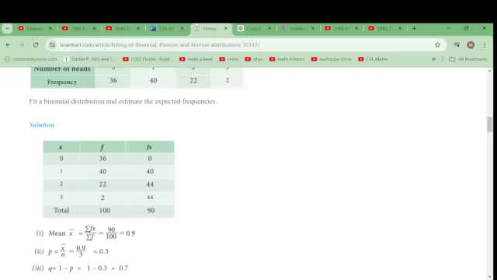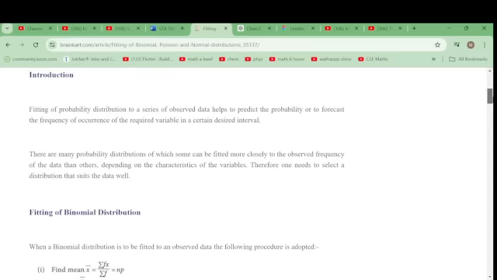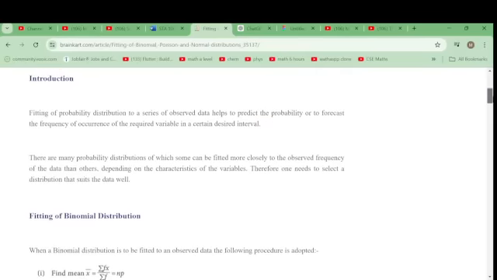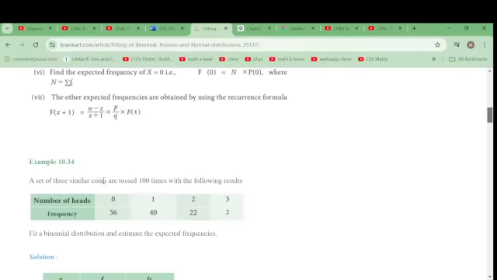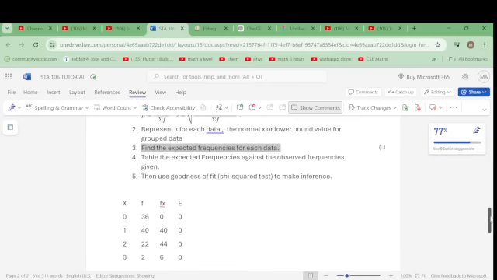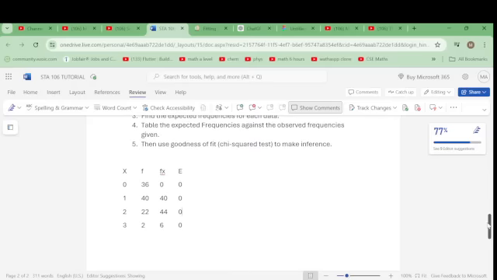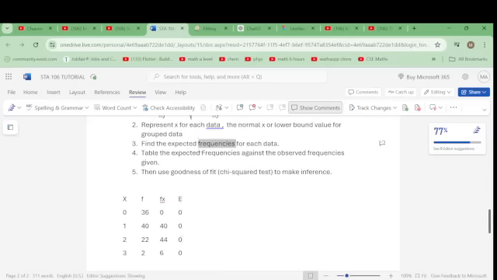So how are we going to find the expected frequency? Now let's see this question. In the question it says, a set of similar coins are tossed 100 times with the following result: fit a binomial distribution and estimate the expected frequency. So the question already tells you the type of probability you are working on, or you find it out yourself. So now the next step is what to do when you have the type of probability you are working on.